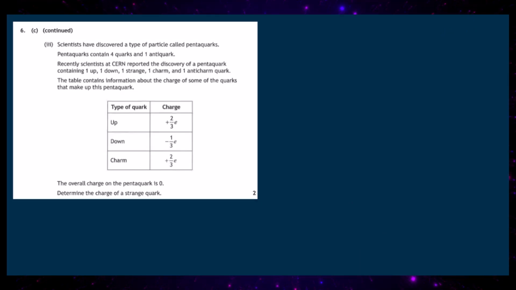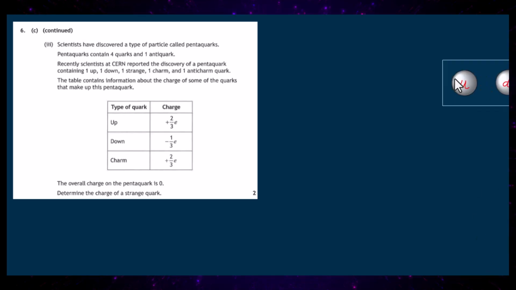Question 6c, continued, part 3. Scientists have discovered a type of particle called a pentaquark. Pentaquarks contain 4 quarks and an antiquark. Penta means there must be 5 of them. Now, recently scientists at CERN, the Centre for Nuclear Research for Europe, reported the discovery of a pentaquark containing 1 up, 1 down, 1 strange, 1 charm and 1 anti-charm quark. The table contains information about the charge of some of the quarks that make up the pentaquark. The overall charge of the pentaquark is 0. And for 2 marks we're asked to determine the charge on the strange quark.